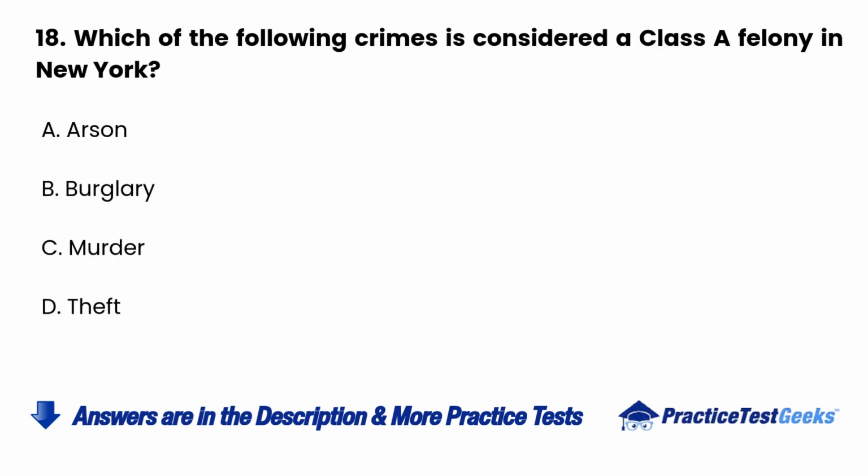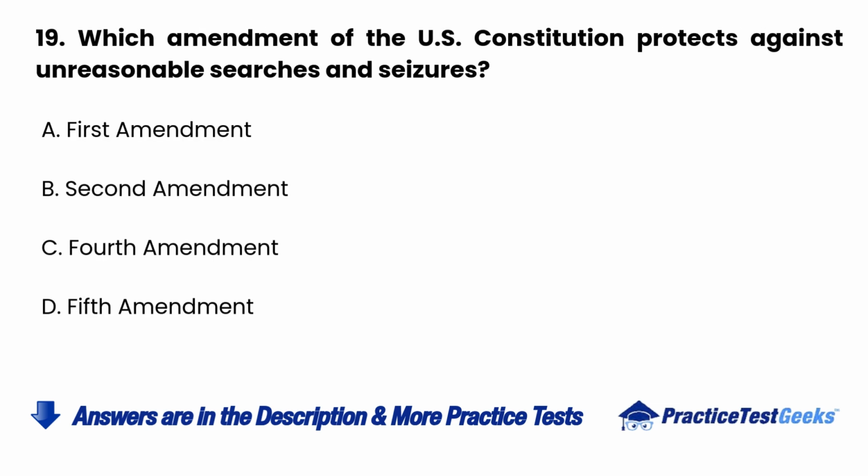18. Which of the following crimes is considered a Class A felony in New York? A. Arson. B. Burglary. C. Murder. D. Theft. 19. Which amendment of the U.S. Constitution protects against unreasonable searches and seizures? A. First Amendment. B. Second Amendment. C. Fourth Amendment. D. Fifth Amendment.